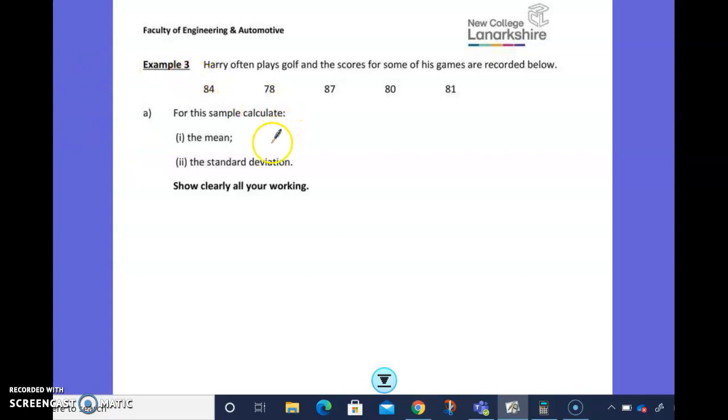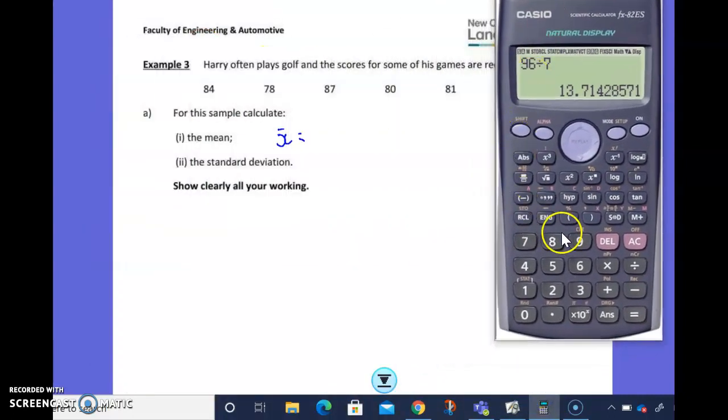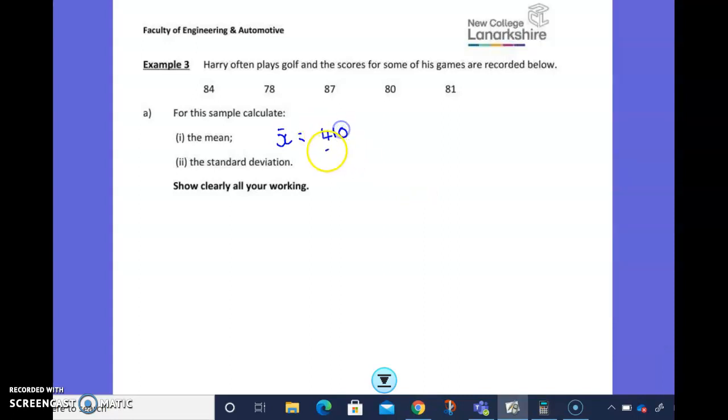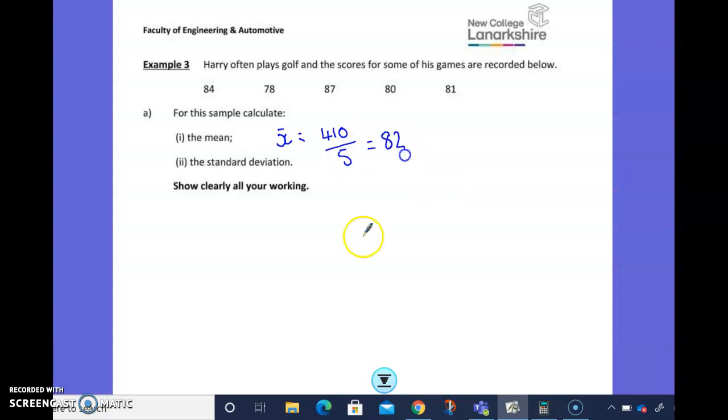We'll start by finding the mean. I tend to find that if I don't find the mean at the beginning, I've got a habit of forgetting to do that. So I'm always just finding it at the beginning regardless of what formula I'm using. So 84 plus 78 plus 87 plus 80 plus 81. That's 410. 410 divided by 5 is 82.